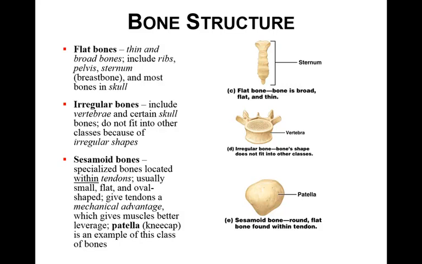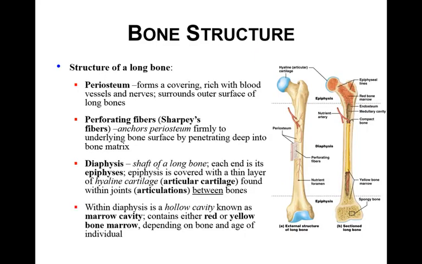Then we have irregular bones, and these are bones that basically don't fit anywhere else because they're very irregular. Your vertebrae, a lot of your internal skull bones fit into this irregular group. And then you have the sesamoid, and these are specialized bones that are located within the tendons. They're usually small and flat. They give the tendons an advantage mechanically, and it gives the muscles a little bit better leverage. Your patella, which is your kneecap, is an example of a bone in this particular class.